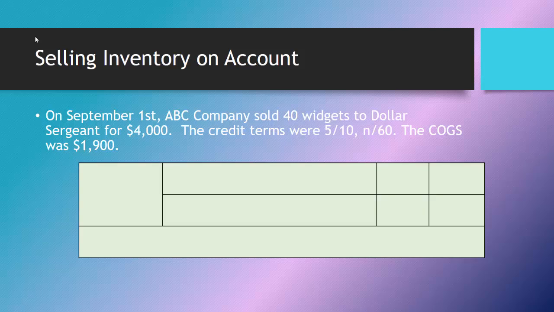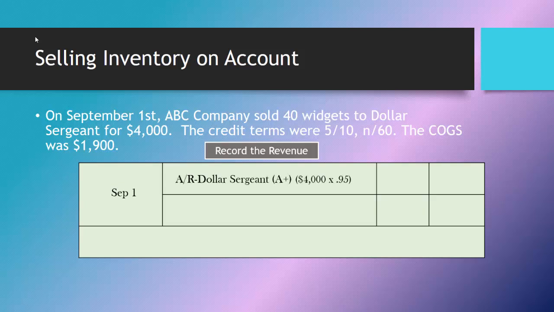These widgets that we are charging Dollar Sergeant $4,000 for originally cost us $1,900. So that is going to be our COGS, or our cost of goods sold. Two entries, always. Every time you have a sale, the first one is going to record the revenue, and that is on September 1st. We're going to record the revenue by first putting the receivable on the books. So we have AR from Dollar Sergeant.